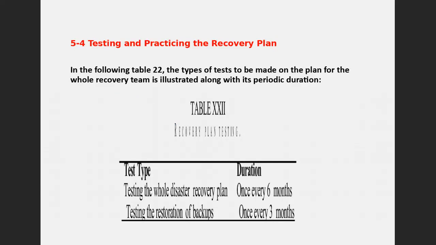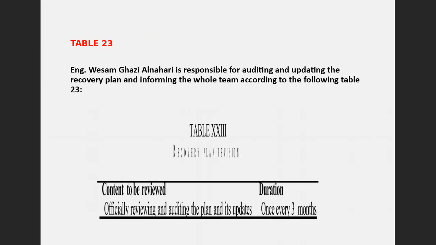Testing and practicing the recovery plan from table 22 in a test made the whole recovery team strengthened during it. The responsibility for auditing and updating the recovery plan: this is the person responsible to update this recovery plan every three months. Fine, thank you. If you have any questions.